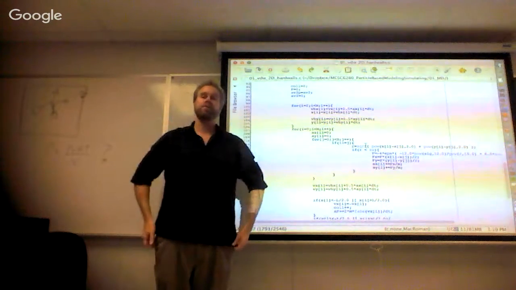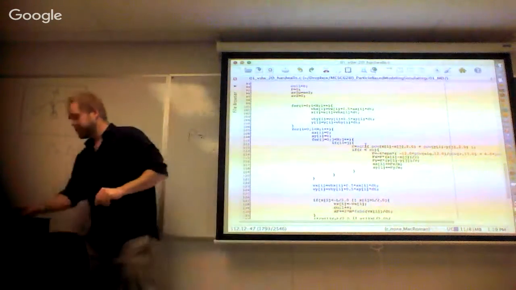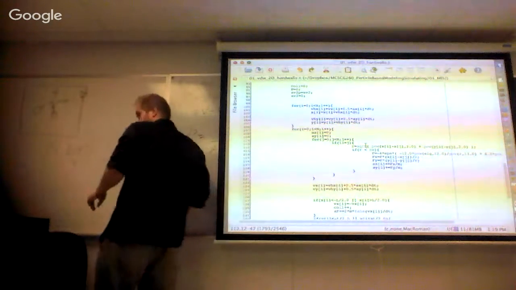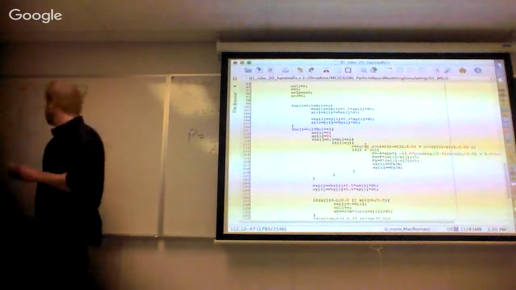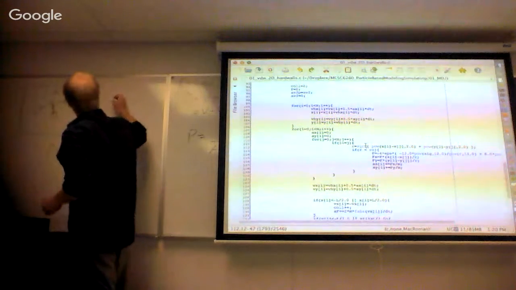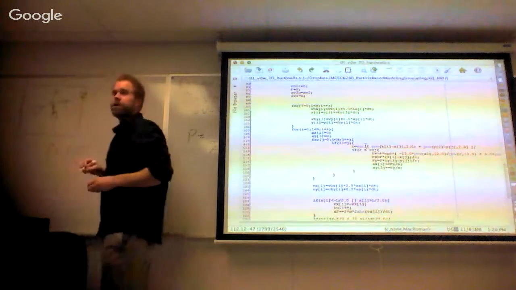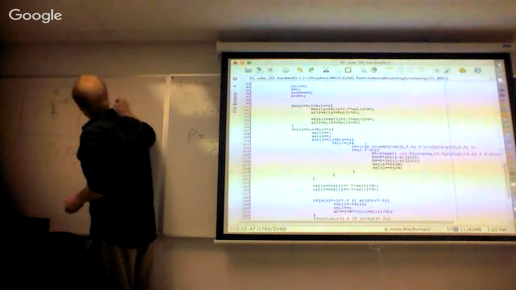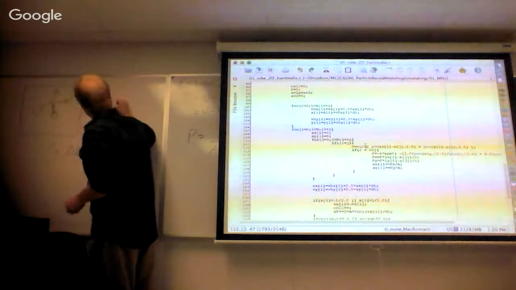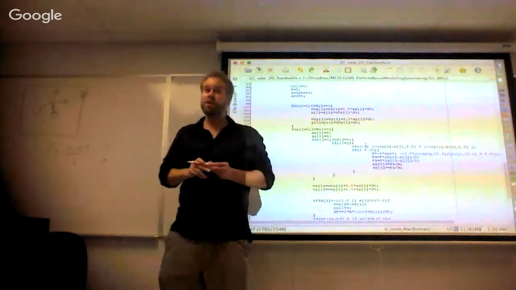So what do you mean by bad overlapping? So what I mean by bad overlap is the potential increases as R to the 12, right? So this means that if you start your system, let's say you plop down a particle here, and you plop down a particle here, so that your separation between these particles is a small number.